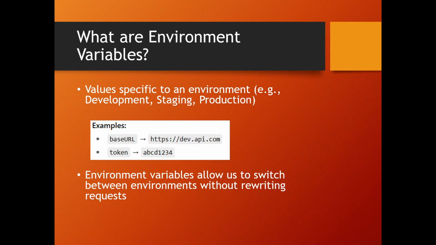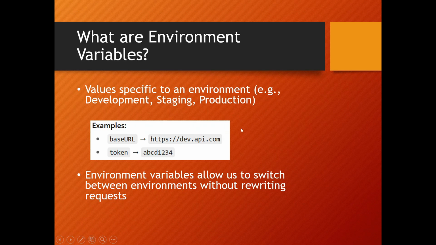So, what are environment variables? They are values specific to an environment. For example, if you're working on different environments like development, staging, and production, you have defined different variables like base URL and token. The base URL may be different for development, staging, or production.